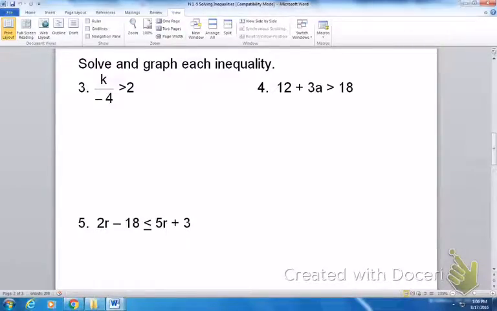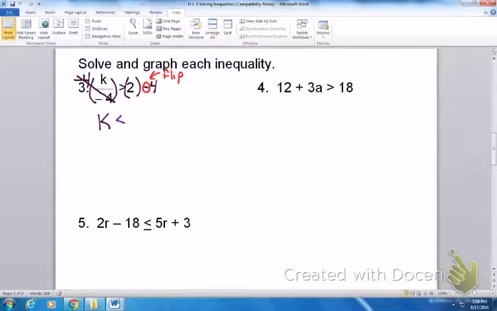I have k divided by negative 4 is greater than 2. Well, we have a fraction here, and we know from the last few days that to get rid of fractions, we multiply by the denominator, negative 4. The negative 4's cancel and leave me k, but remember, we're multiplying by a negative, so we have to flip the inequality, okay? Don't let that get you. So now instead of k is greater than, I have k is less than.